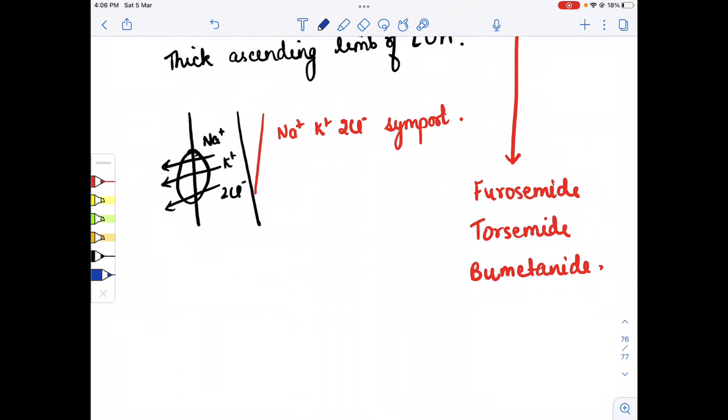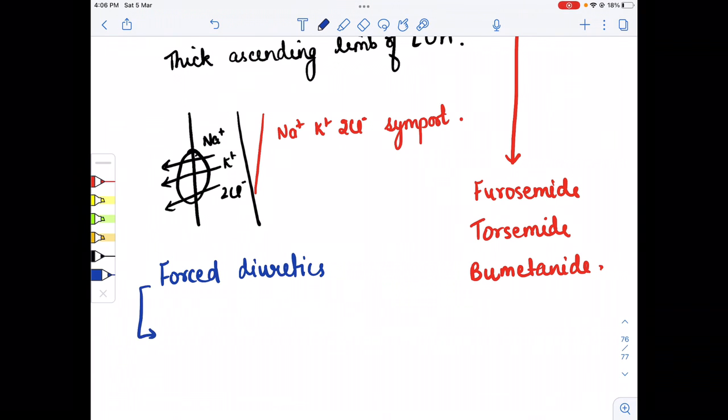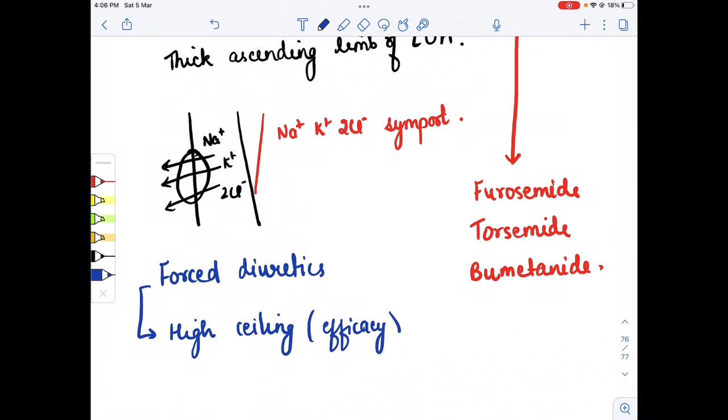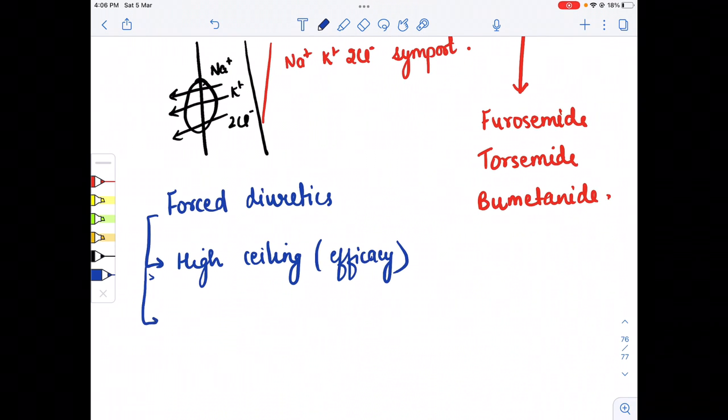So what do loop diuretics have? Loop diuretics are also known as forced diuretics. These drugs have a high ceiling effect, meaning they have high efficacy as diuretics. And these drugs cause loss of a large amount of sodium and water in urine.